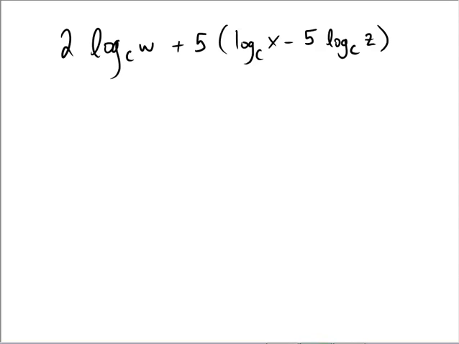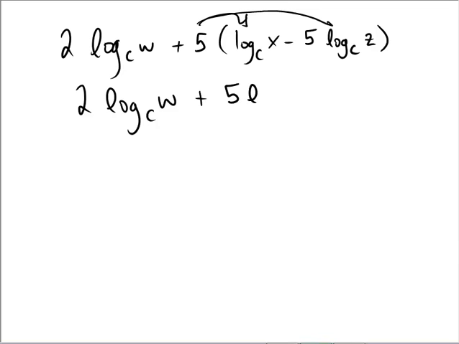Okay, assuming you paused for a moment and tried that out on your own, let's rewrite this using the distributive property. So I'm going to distribute through, so that way I'm actually doing 2 log base c of w plus 5 log base c of x minus 25 log base c of z. I feel like that will be easier because now I'm actually bringing it into a previous problem that I had done before.